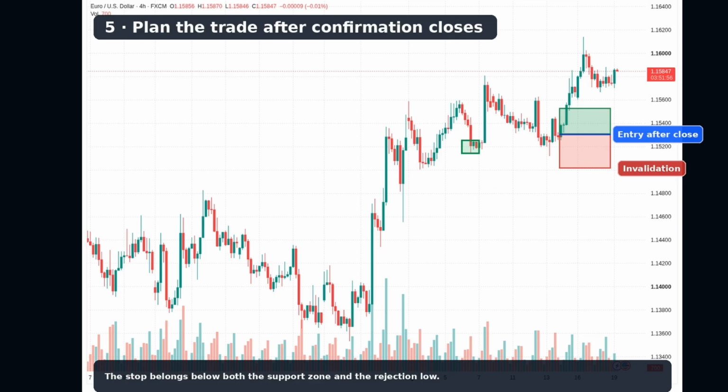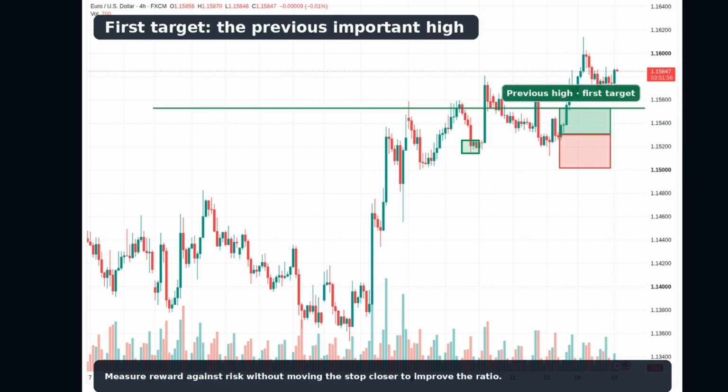A logical first target is the previous important high. This is an area where price may encounter selling pressure again. Before entering, we can use TradingView's long position tool to compare the distance to the stop loss with the distance to the target. If the potential reward is too small relative to the risk, we do not move the stop loss closer just to make the numbers look better.